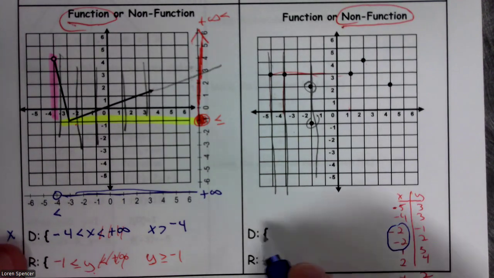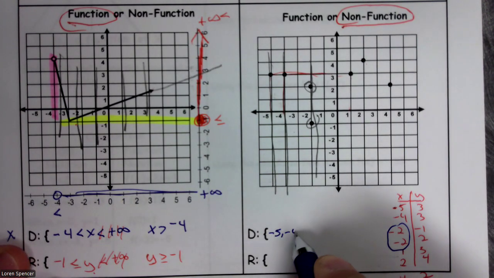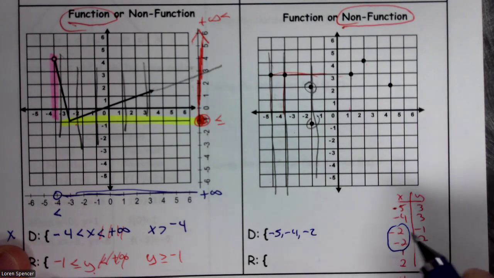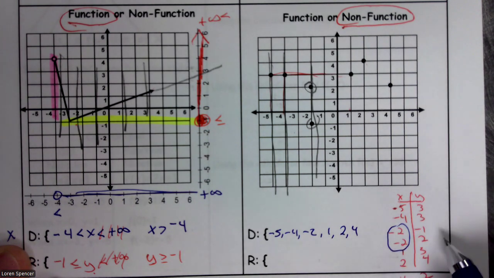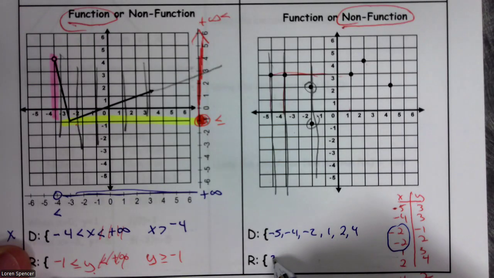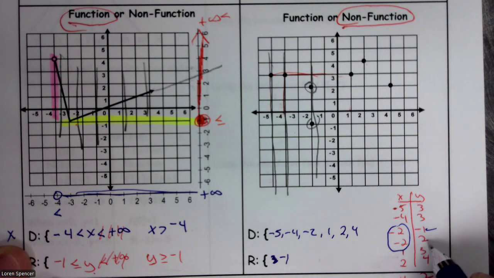The reason this is not a function is because these negative 2's in the x repeat. So my domain is negative 5, negative 4, negative 2, 1, 2, 4. My range, we always have to start with the smallest, and the smallest value is negative 1. Then we have a 2. We have a couple of those. Then we have three 3's, but we only write it down one time. And our last value is 4.